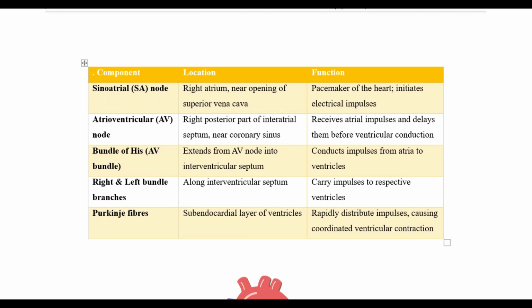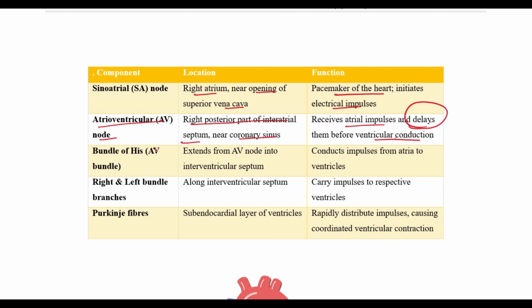So the SA node is located in the right atrium near the opening of the superior vena cava. Its function is the pacemaker of the heart; it generates the electrical impulses. Then we have the AV node, also called the atrioventricular node. It is present in the right posterior part of the interatrial septum near the coronary sinus. It receives atrial impulses and is responsible for delaying them before ventricular conduction happens. This delay occurs so that the atria are completely emptied before the ventricular contraction starts.